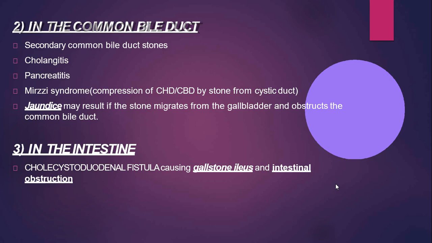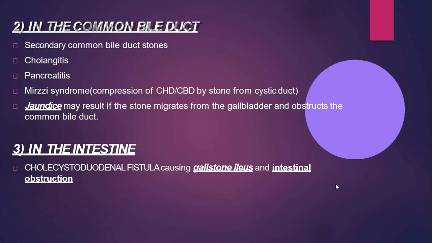What is Mirizzi's syndrome? Already I talked about it in obstructive jaundice also: compression of the common hepatic duct or common bile duct by the stones from the cystic duct or Hartmann's pouch. And when they block the common bile duct, the patient presents with jaundice, which is the most common complication of gallstones, that is choledocholithiasis. So jaundice may result if the stone migrates from the gallbladder and obstructs the common bile duct. So this jaundice pattern is obstructive jaundice.